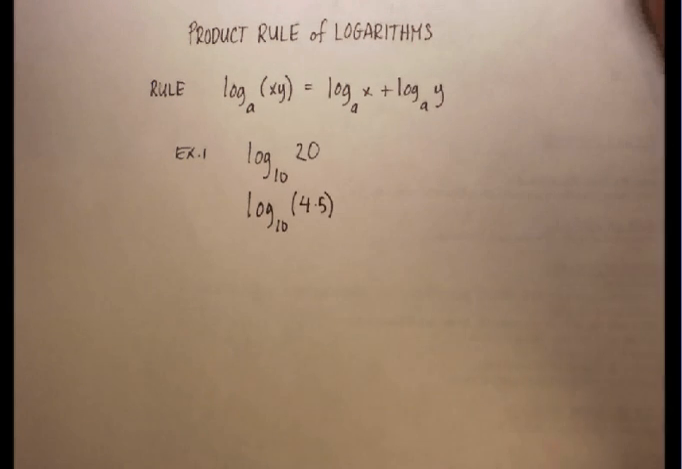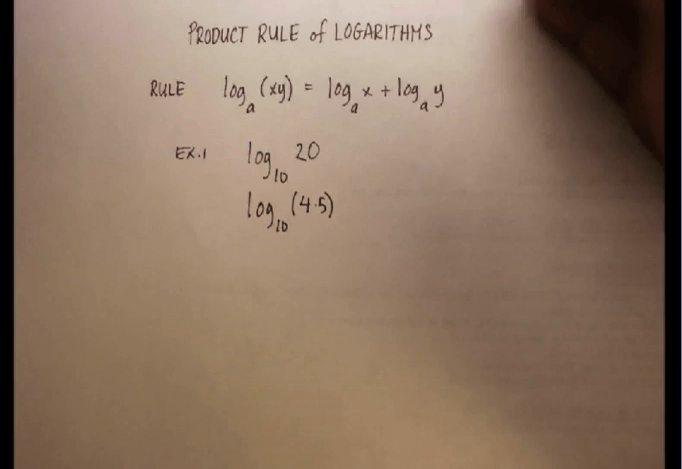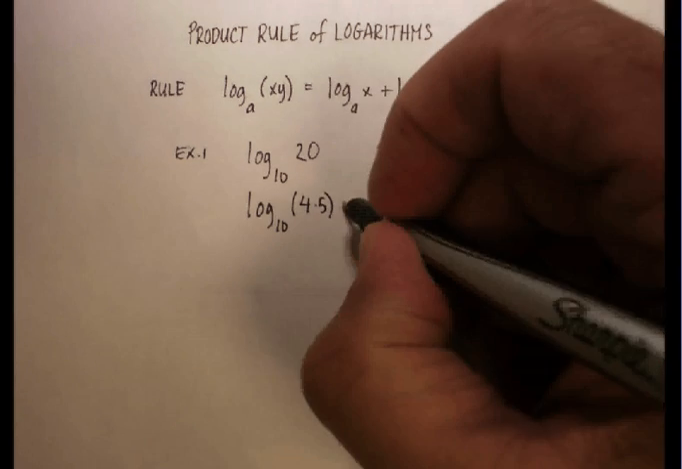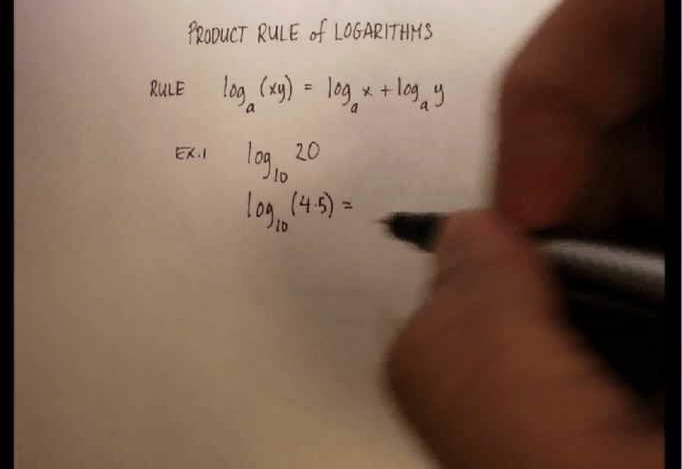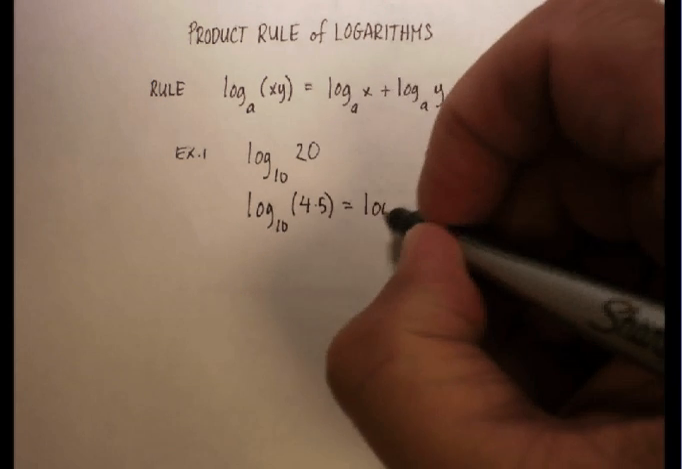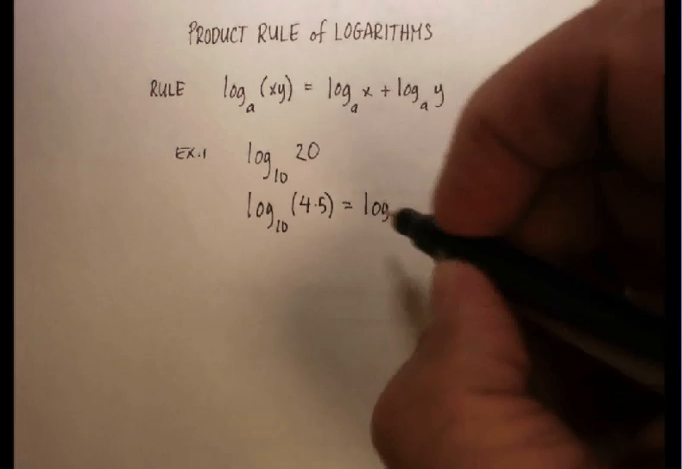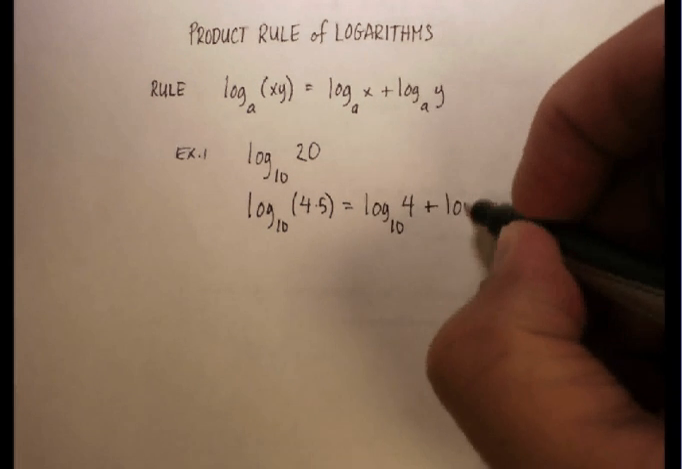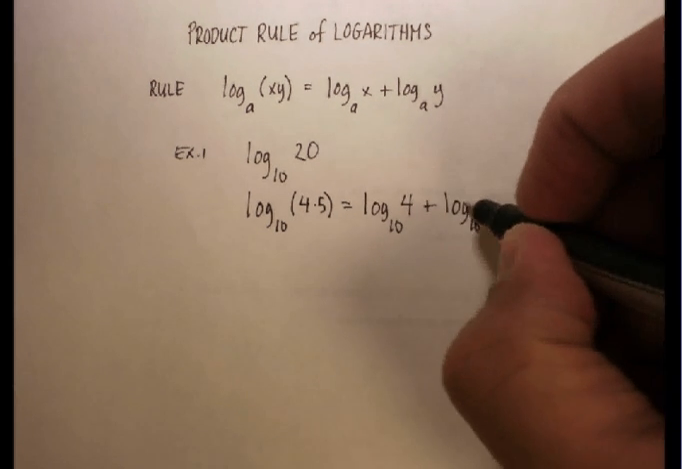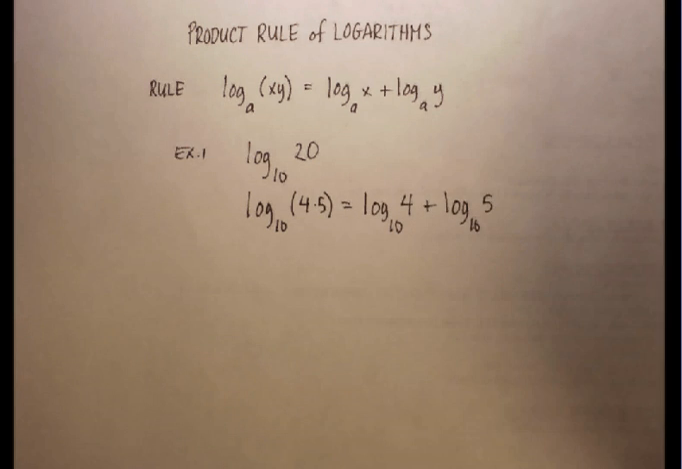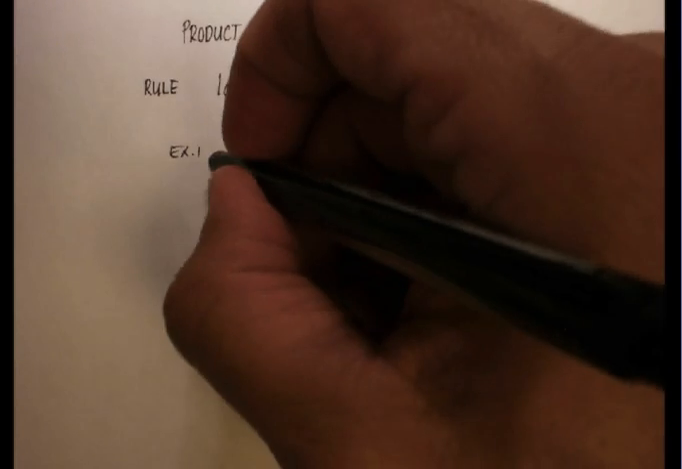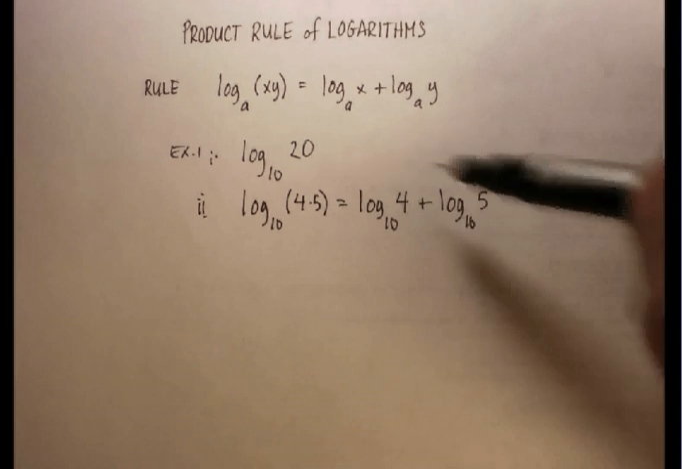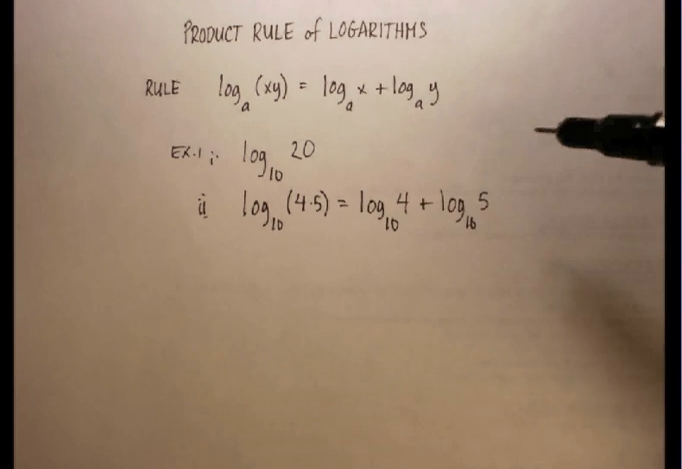Now I could have chosen 2 times 10. I could have chosen 1 times 20. I can choose any two factors and this will actually work. And I'm going to change that, according to my rule, to log base 10 of 4 plus log base 10 of 5. Now I can use my calculators at this point and find out what the log base 10 of 4 is and what the log base 10 of 5 is.